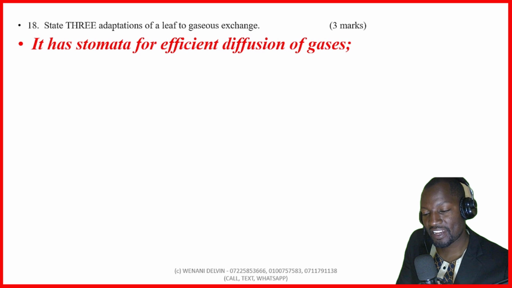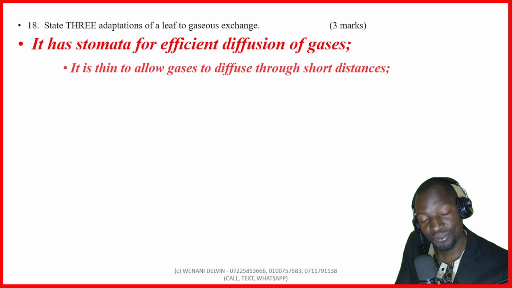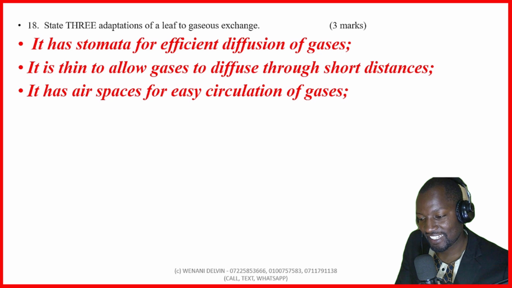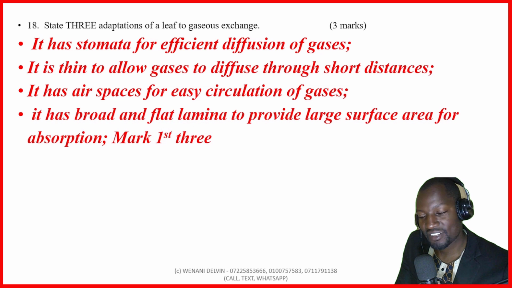It has stomata for efficient diffusion of gases. Number two, it is thin to allow gases to diffuse through short distances. Number three, it has air spaces for easy circulation of gases. And number four, it has a broad and flat lamina to provide large surface area for absorption of light. We mark the first three.